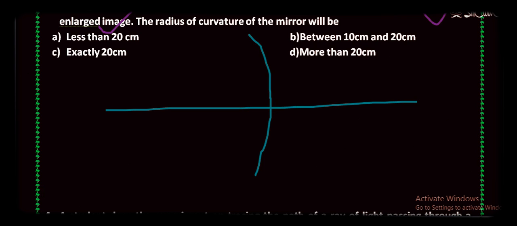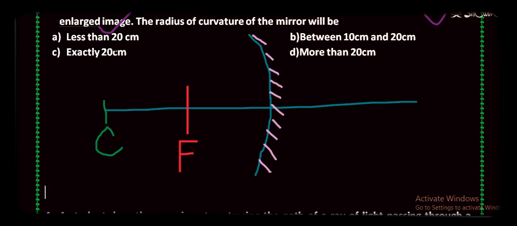Students, this is C, this is F, the focus, and this is the polished side. So now you can see the object is placed between F and C. Only in that case will you get a real and enlarged image. So basically you have to go through all the cases. So this is the center of curvature, let's suppose.